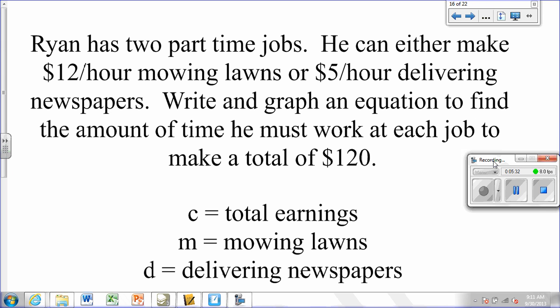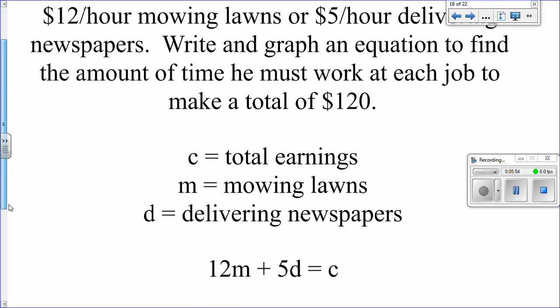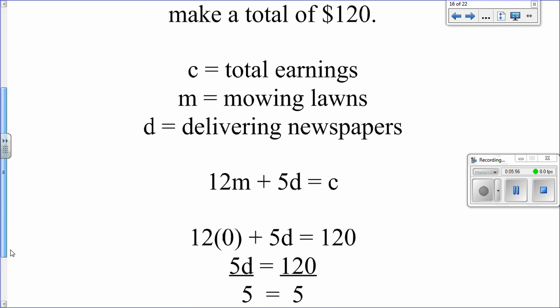Another common use for standard form equations you'll see is word problems. Ryan has 2 part-time jobs. He can either make $12 an hour mowing lawns or $5 an hour delivering newspapers. Write and graph an equation to find the amount of time he must work at each job to make a total of $120. Well, the first thing we want to do is define our variables.